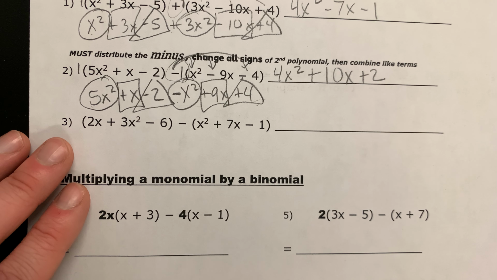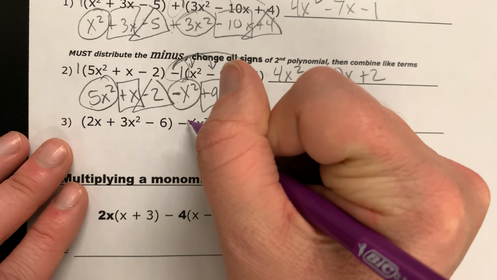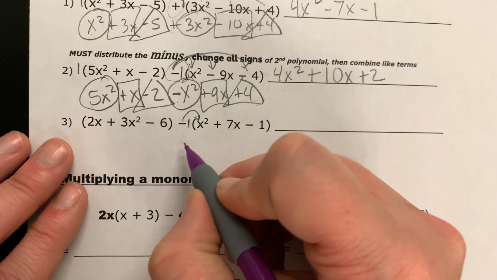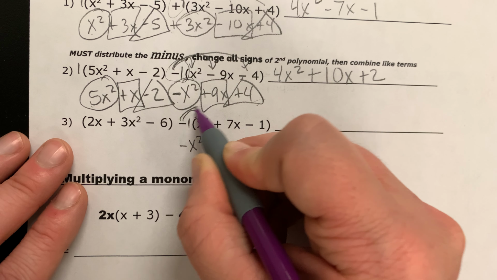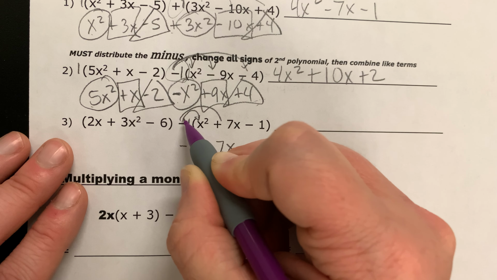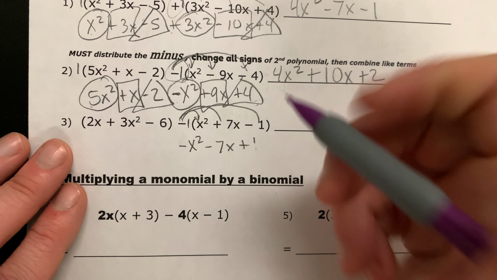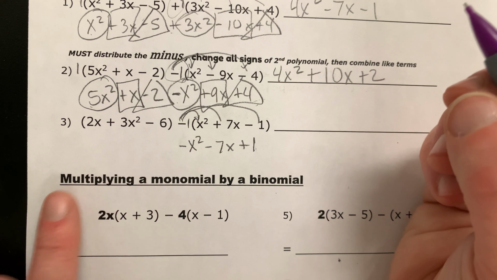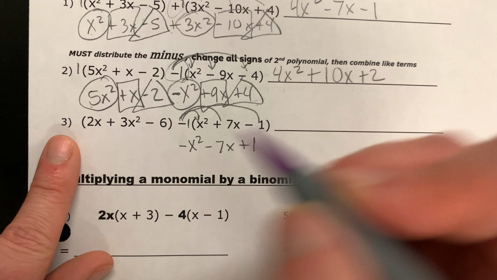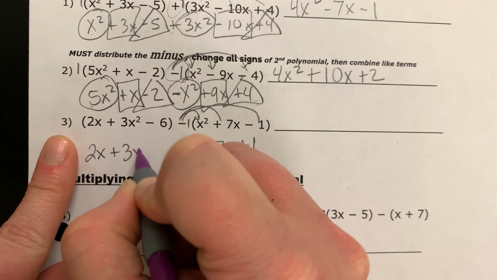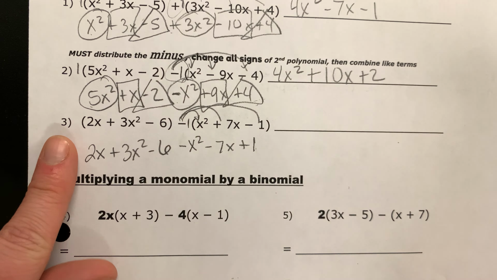All right, the next one, I see I have a minus again, so this is going to change every sign behind it. It's going to make that a negative x squared, a negative 7x, and a positive 1. All right, the front I can leave alone because there's not a negative in front of the front, so I can just bring it down the way it is without parentheses. 2x plus 3x squared minus 6.